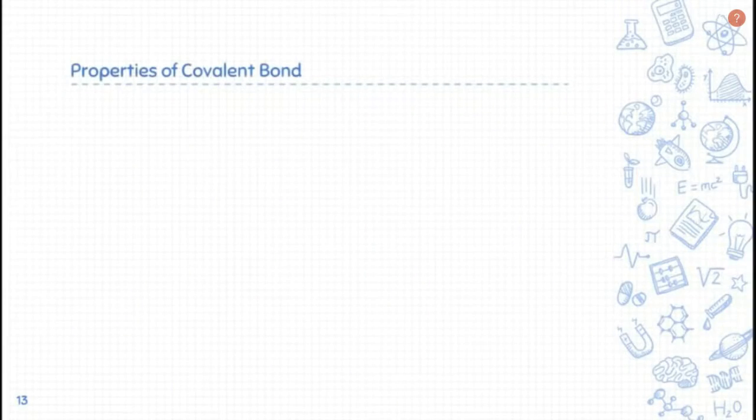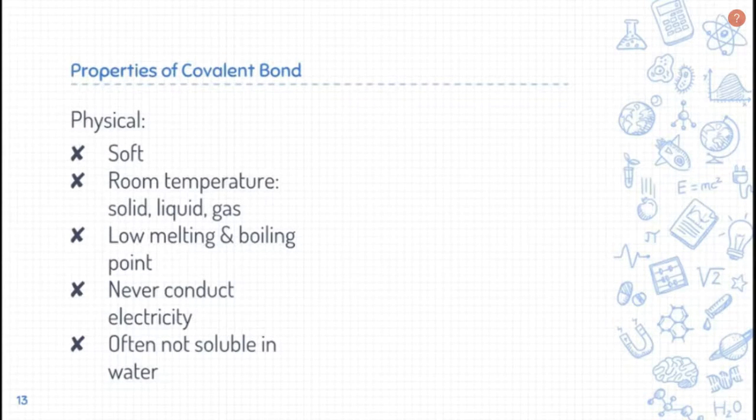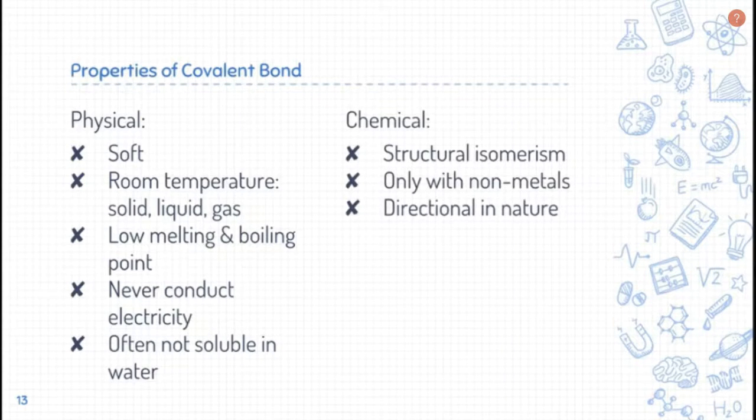So what are the properties of the covalent bond? The covalent bond physical properties are that they're soft, at room temperature they can be solid, liquid or gas, they have low melting and boiling points, they never conduct electricity, and they're often not soluble in water. The chemical properties are structural isomerism, they're only non-metals, and their directional nature.